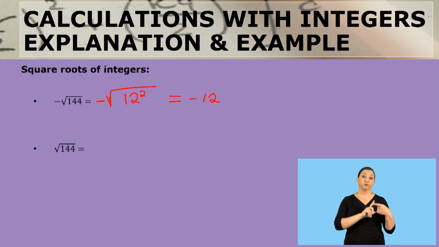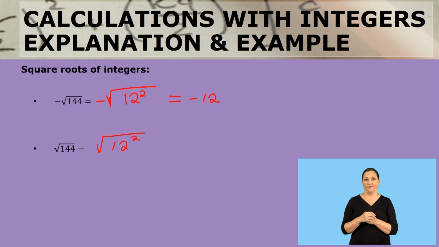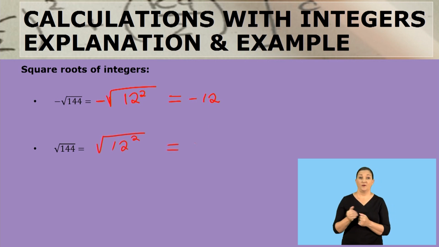What about if I'm asked for a positive square root of 144? Again, this is 12 squared as our 144, and that answer is going to be a positive 12. Positive square root is a positive answer.